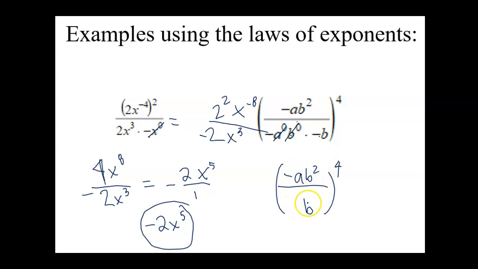So b squared over b, 2 minus 1 is just b, so the squared would cancel with that b on the bottom. So I have -ab to the 4th power, so -a to the 4th times b to the 4th.